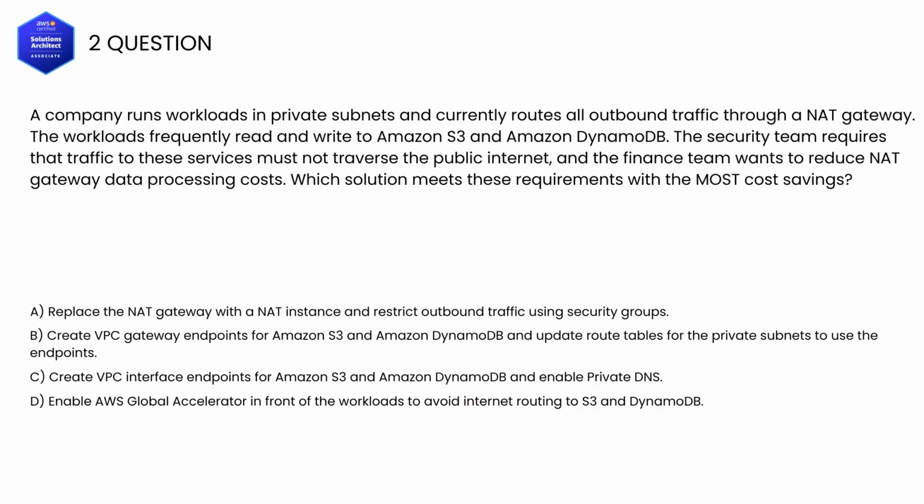The next one: a company runs workloads in private subnets and currently routes all outbound traffic through a NAT gateway. The workloads frequently read and write Amazon S3 and Amazon DynamoDB. The security team requires that traffic to these services must not traverse the public internet, and the finance team wants to reduce NAT gateway data processing costs.